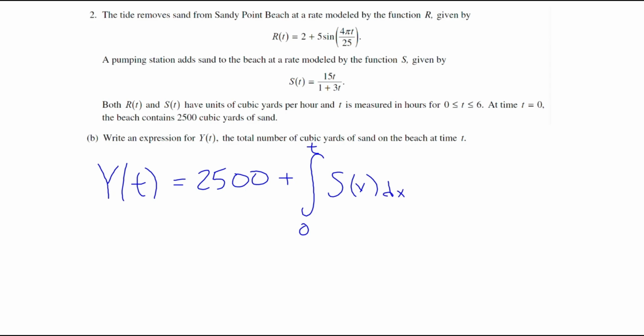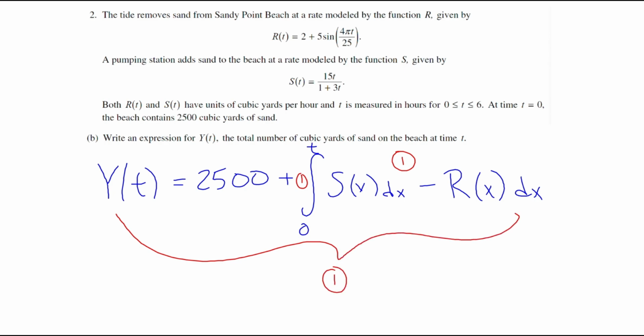So we'll put a dummy variable in here. I'll use x, so s of x. And then we're subtracting the amount that is being removed, so we'll integrate the rate there that it's being removed. So we have just 2,500 plus an integral from 0 to t of s of x minus r of x dx. And they actually gave you 3 points just for writing that. 1 for having the appropriate integral, and you could, of course, separate it into 2 integrals if you want. 1 for having limits of 0 to t, and 1 for the whole thing as an answer that you actually wrote y of t equals and had the initial condition.